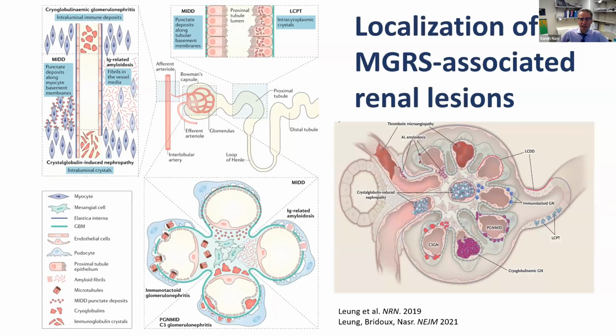So these MGRS lesions can involve one or more kidney compartments. Lesions that involve glomeruli only are PGNMID, C3GN, and immunotactoid glomerulopathy. Light chain proximal tubulopathy mainly involves proximal tubules. Cryo-GN and crystalglobulin-induced nephropathy involve glomeruli and vessels. On the other hand, immunoglobulin-related amyloidosis and MIDD tend to involve all kidney compartments, involving glomeruli, vessels, and tubulointerstitium.